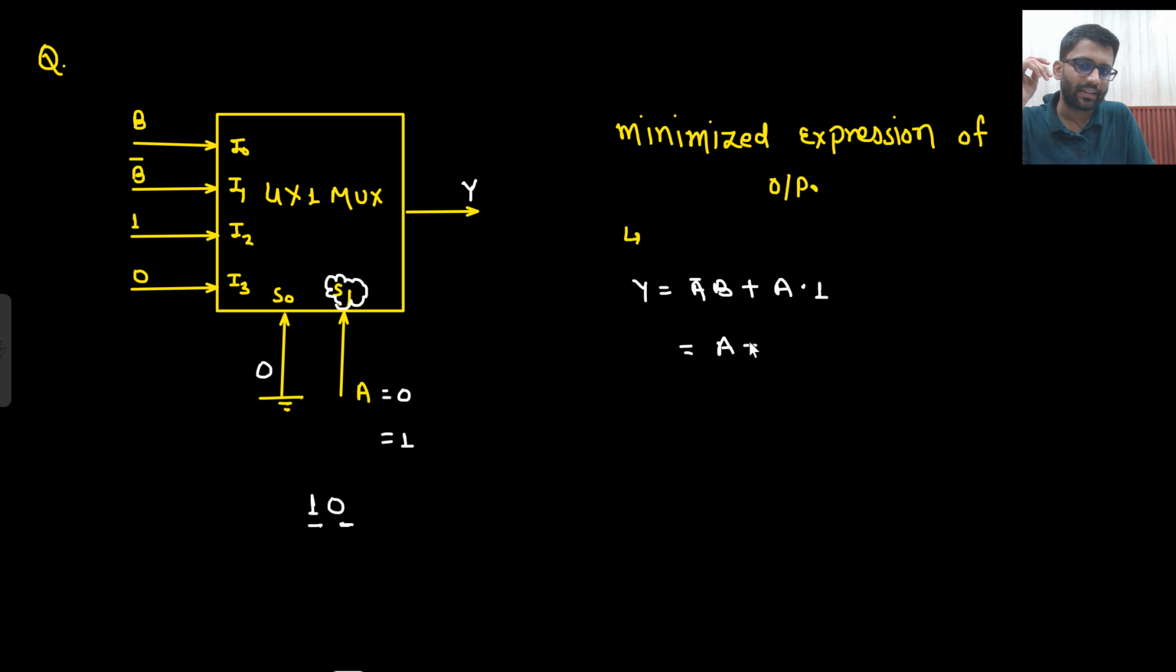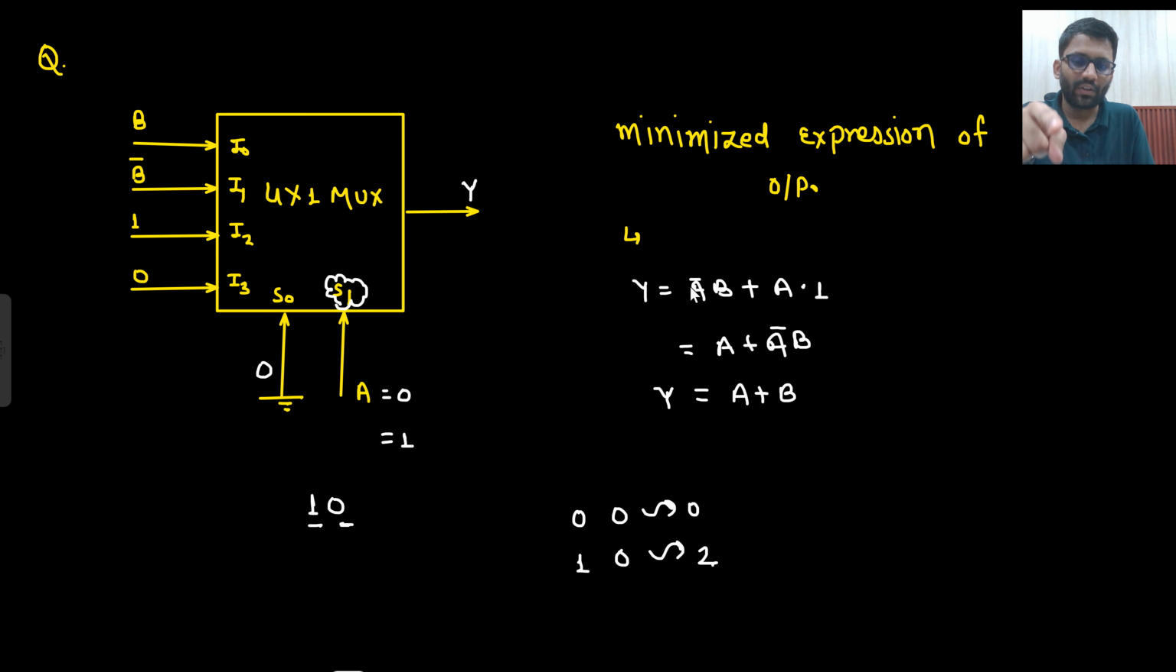And A plus A bar B can be written as A plus B. So output will be A plus B. This is your Y. Did you understand this point? What I did here: S0 is fixed at 0. You cannot change S0. A can change. A can have 0 value, A can have 1 value as well. What is the decimal equivalent of this? 0. What is the decimal equivalent of this? 2. So if A is not there, that means A bar is there, then B would come. If A is there, then I2 will come, that is 1. So A into 1. So A plus A bar B, that is A plus B. Okay.